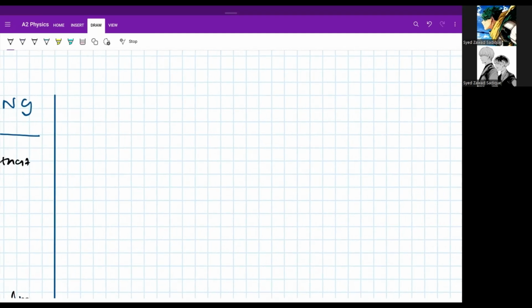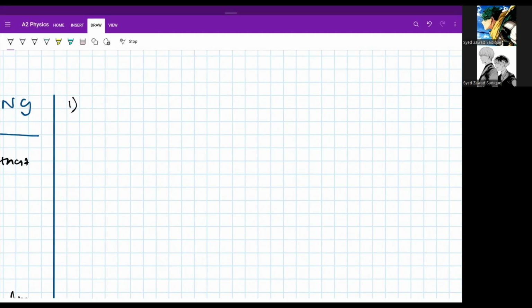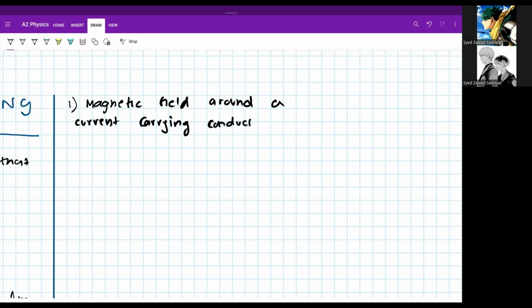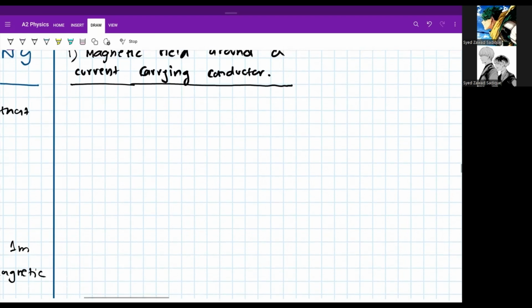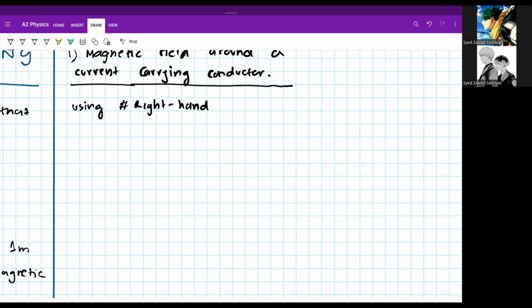Number 1 is how to find the magnetic field around a current carrying conductor using the right hand grip rule.